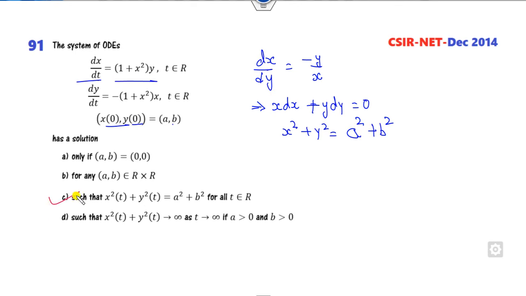Fine. So this option is the correct one. This option is cancelled out because if I take a greater than 0, if I say a is 1, b is say 2, then this number will not go to infinity. So this option is cancelled out. This has a solution only when a, b are 0, so cancel out. For any a and b, it is the correct option. So B and C are my correct answers.